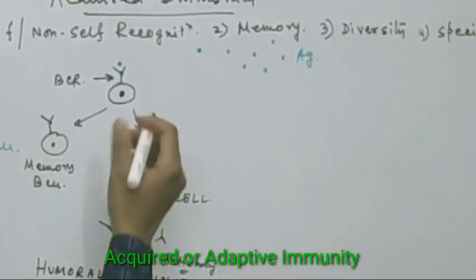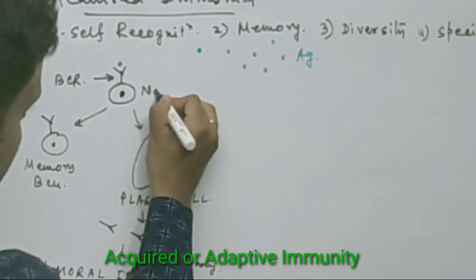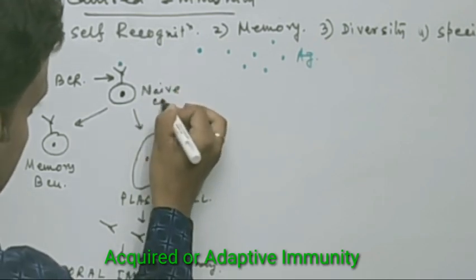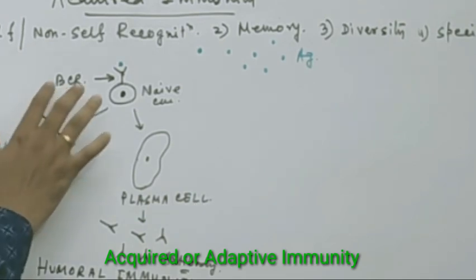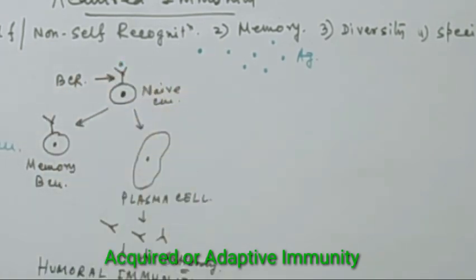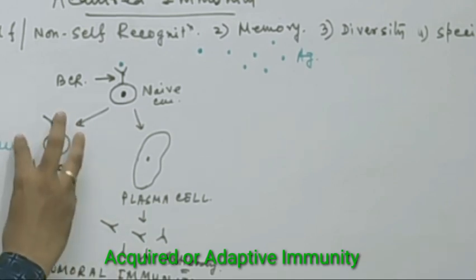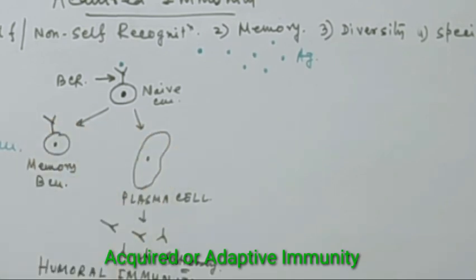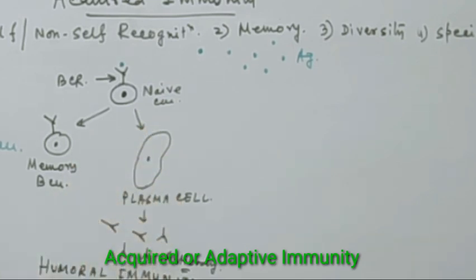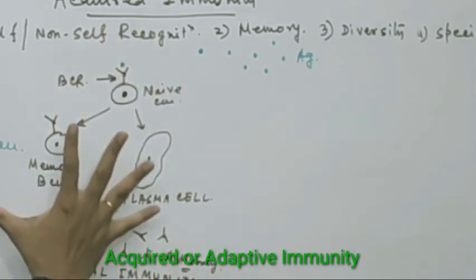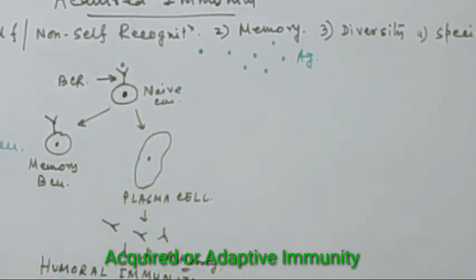And here this B cell is called a naive B cell. When a particular antigen enters our body, the naive B cell receptor will bind with this particular type of antigen, and this will differentiate into two types of cell, the memory B cell and the plasma cell. Then this plasma cell will produce a huge number of antibodies against this type of antigen, and this type of immunological system is called humoral immunity.